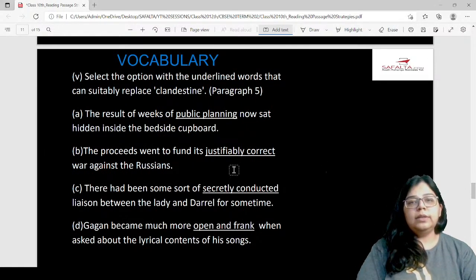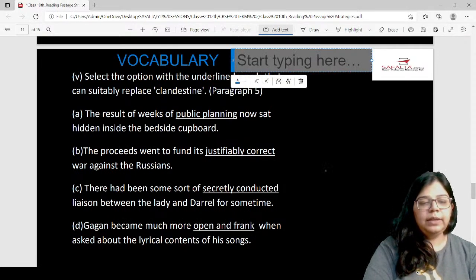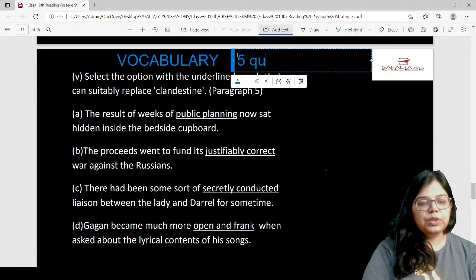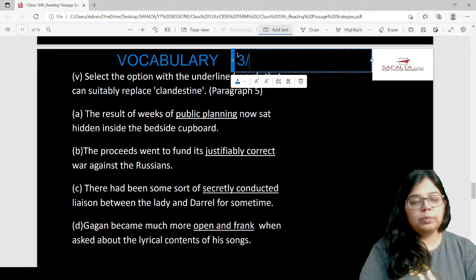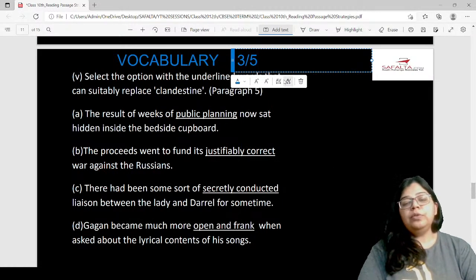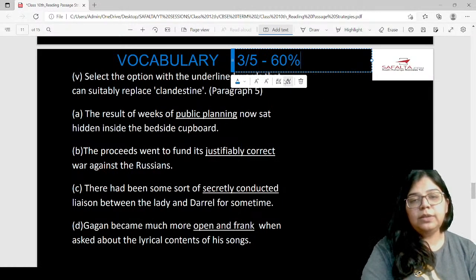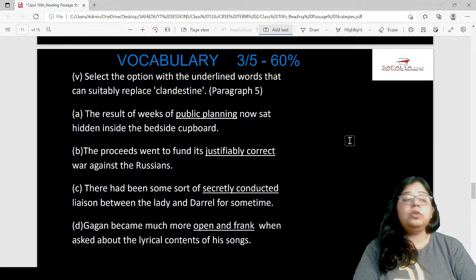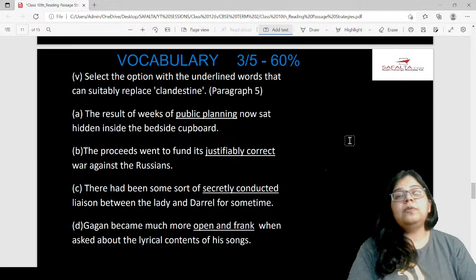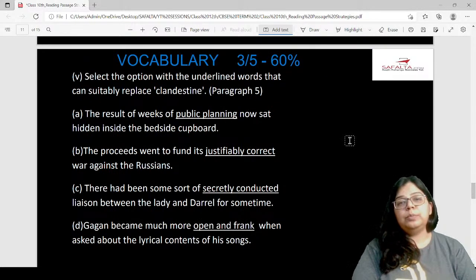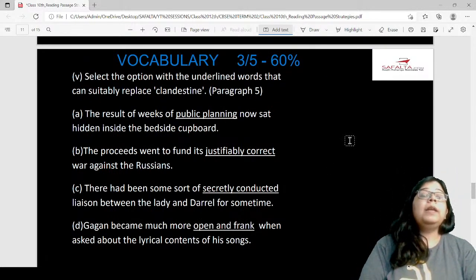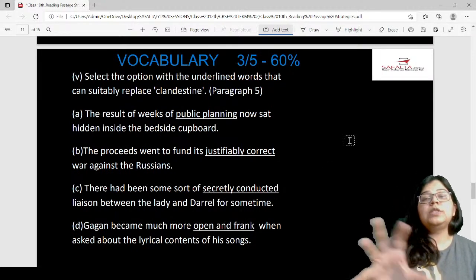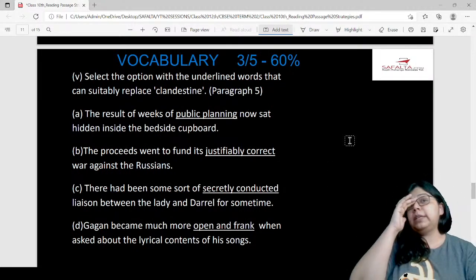Now what have we done? Let's say you had 5 questions, and out of those you have already done 3 out of 5 using the backward approach. So 3 out of 5 means you have got 60% of your marks in your pocket. Then rest be assured, 60% of the marks are already secured. Now let's see how you can score maximum marks in the vocabulary related questions.